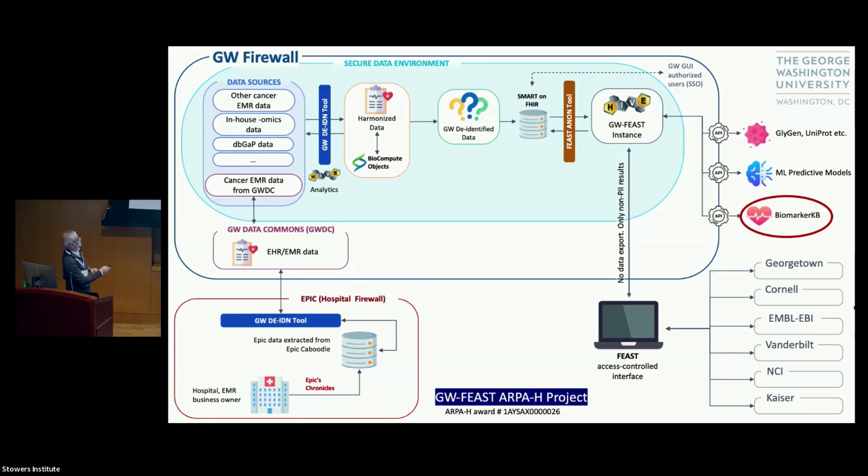So all of this data gets harmonized, and I don't need to explain what harmonized means. It's the right IDs, right? So that it can talk to the knowledge bases on the right side. And with this data, we are working with Georgetown University, Cornell, EMBL-EBI, Vanderbilt, NCI, and Kaiser Permanente to allow people to search from our hospital data, their hospital data, all of it de-identified. It's an ambitious project.